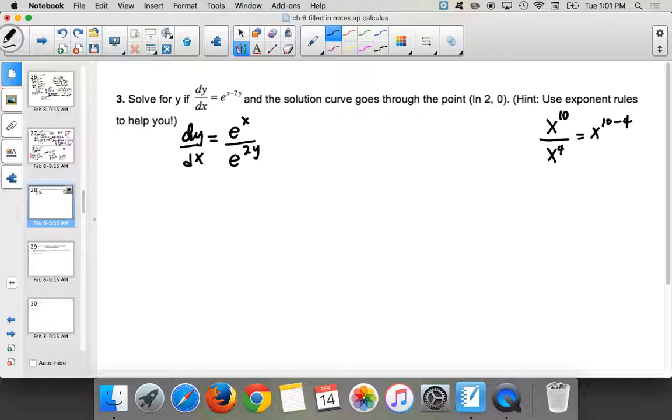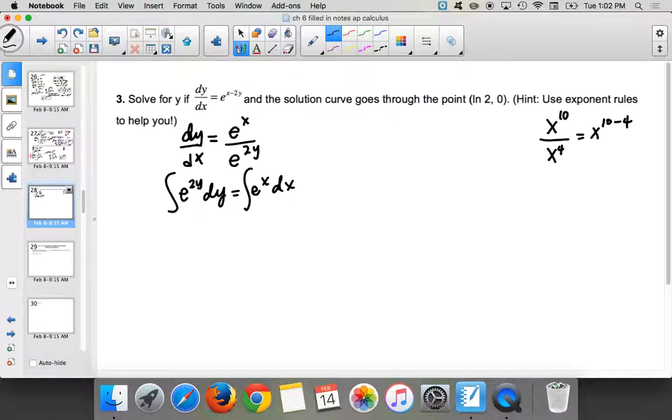All right, now we separate. So let's do e to the 2y dy equals e to the x dx. And then we integrate.